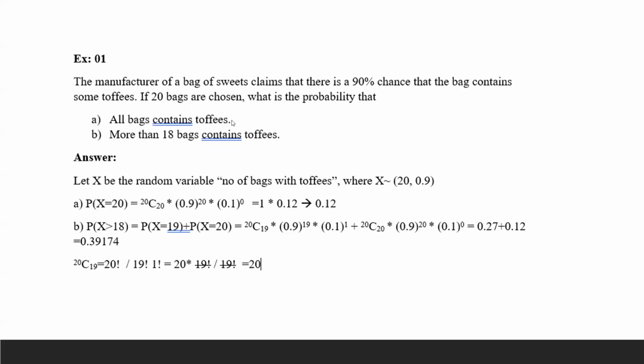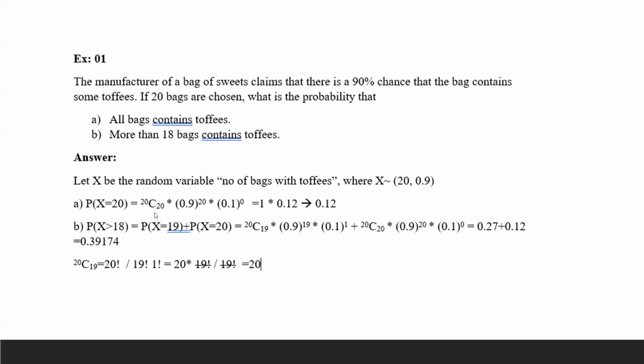All bags contain toffees. The answers are also available here. Let X be the random variable, the number of bags which contain toffees. Then the variable X equals 20. X is 20, I mean all bags contain toffees.